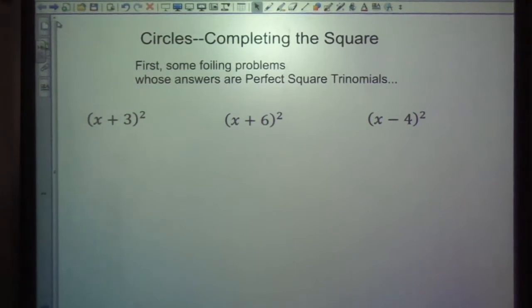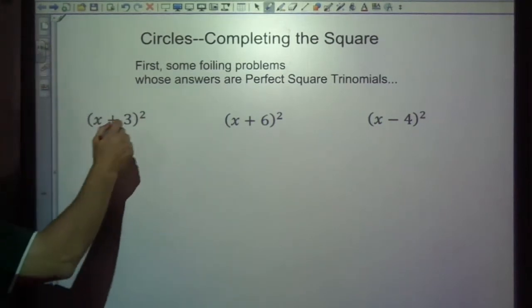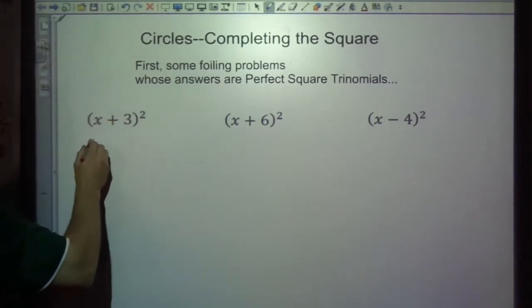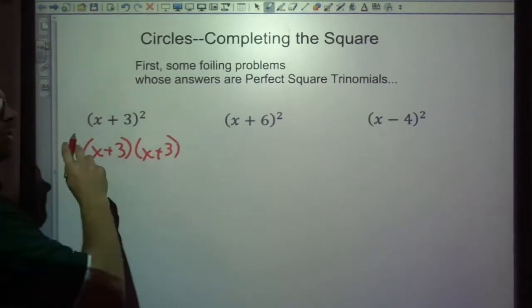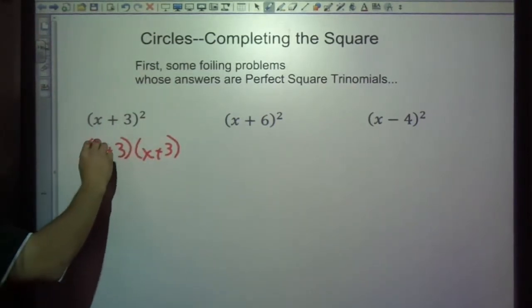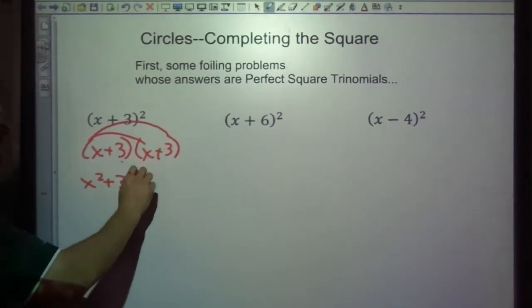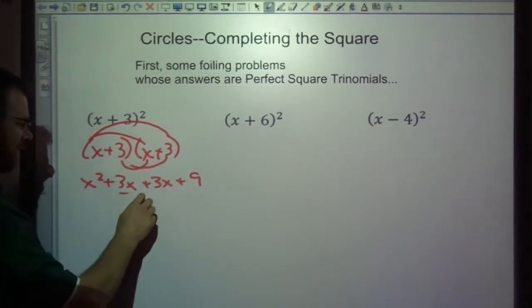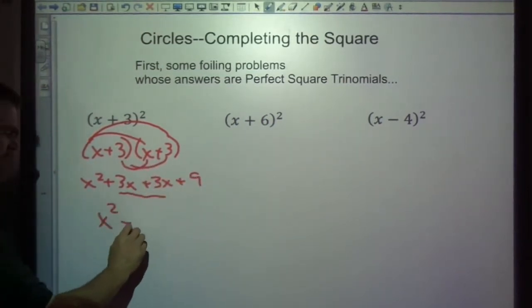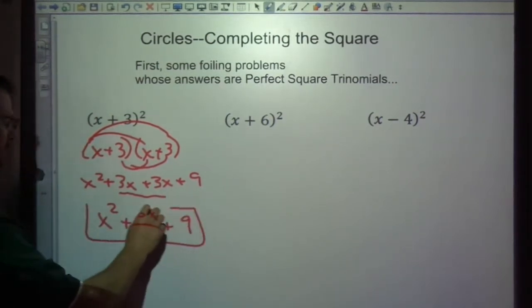First we're going to look at some FOILing problems whose answers are perfect square trinomials. So something like this where we have (x + 3) squared. We know that means (x + 3) times (x + 3). So when we FOIL that, x times x is x squared. x times 3 is 3x. 3x. And 9, and then these are like terms, so we can put those together. And we have x squared plus 3x plus 9.